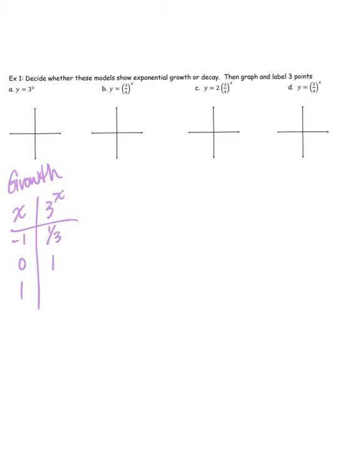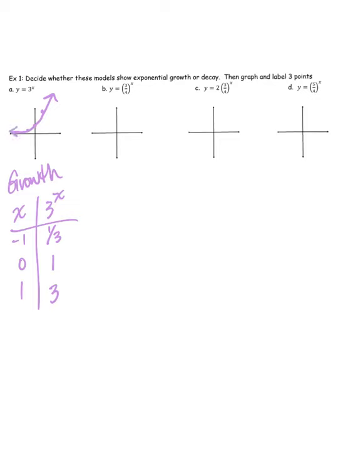If I plug in 0, I get 1. If I plug in 1, I get 3. And I can easily plot those points, even though I know that I'm estimating here: 0, 1, 1, 3, and then negative 1, 1/3. And there's my growth.